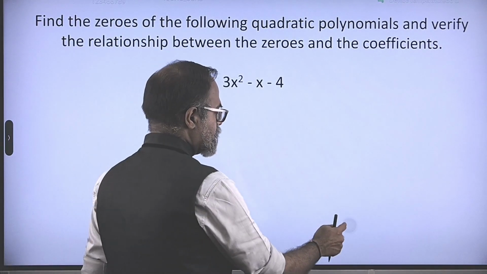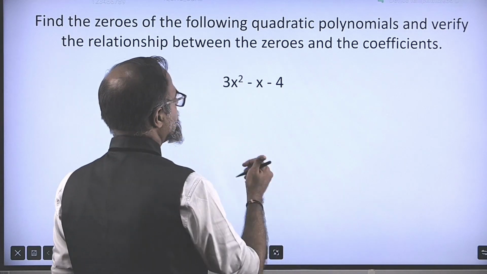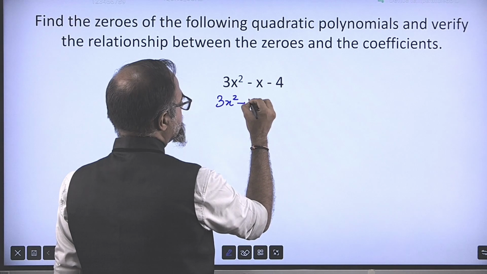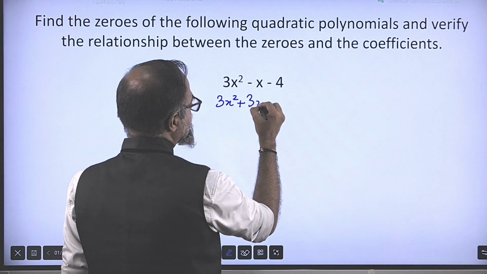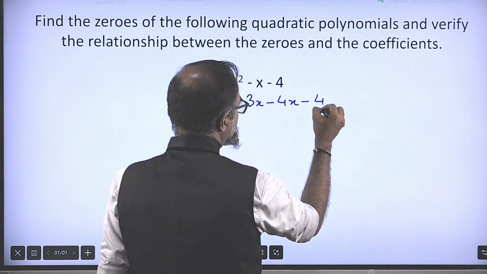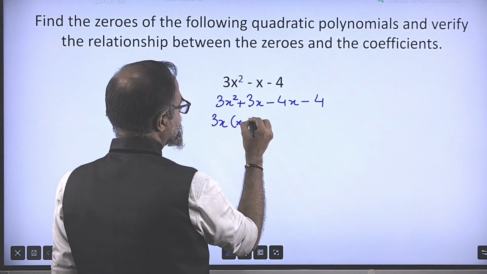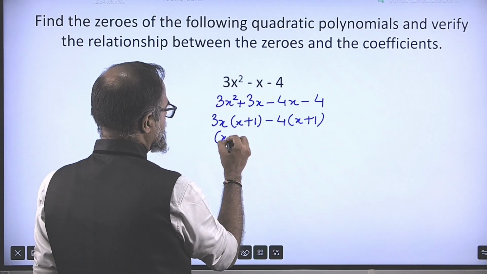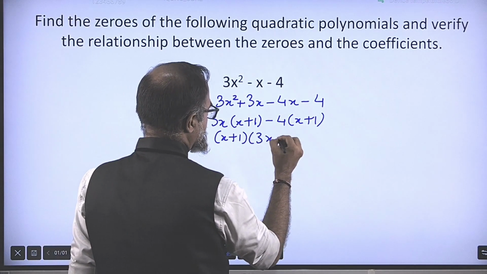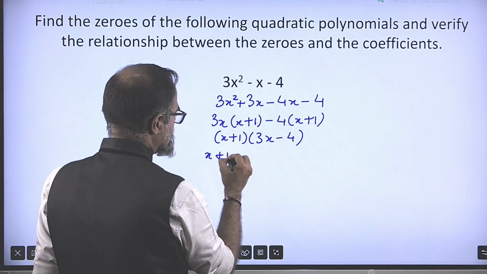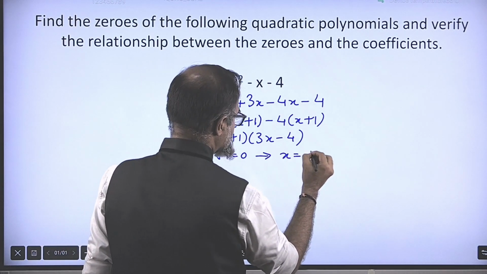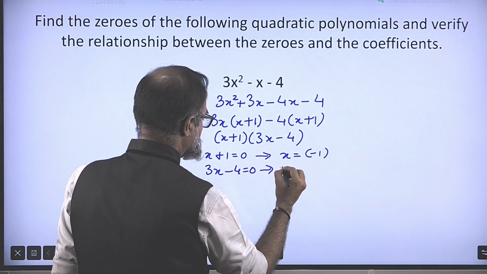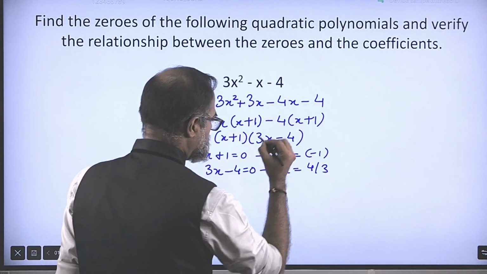Let's take an example, 3x square minus x minus 4. So I can write it as 3x square plus 3x minus 4x minus 4. So 3x into x plus 1 minus 4 into x plus 1. Taking x plus 1 common, I get 3x minus 4. So x plus 1 is equal to 0 means x is equal to negative 1. 3x minus 4 is equal to 0 means x is equal to 4 upon 3.